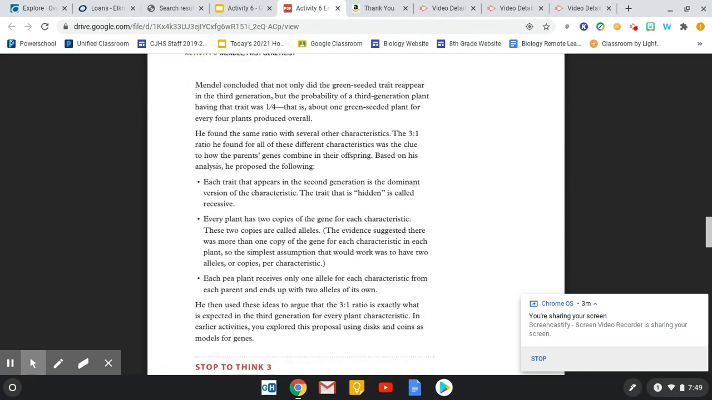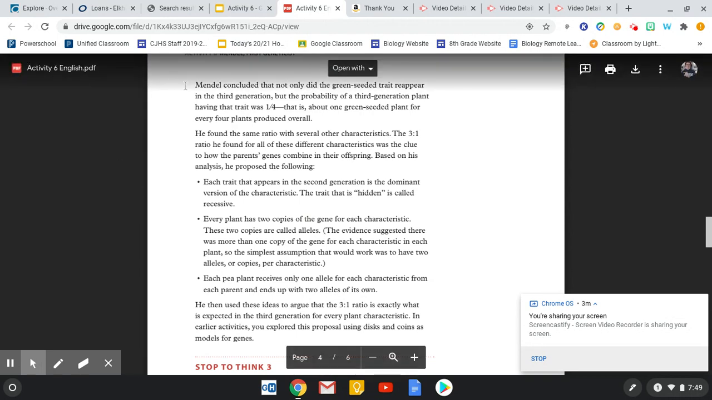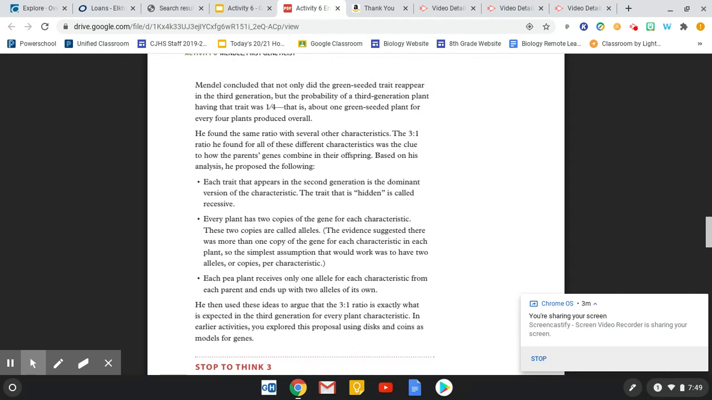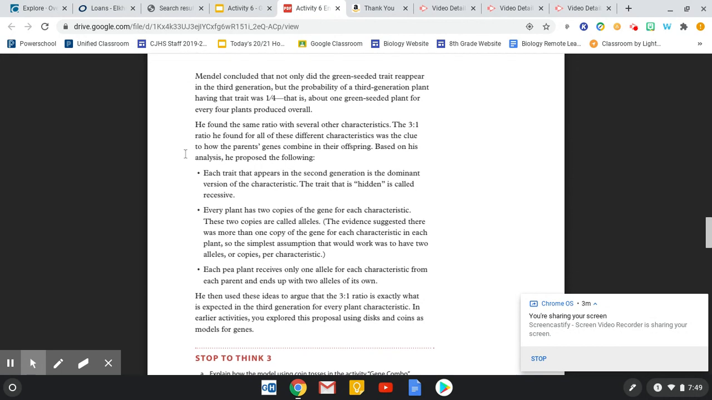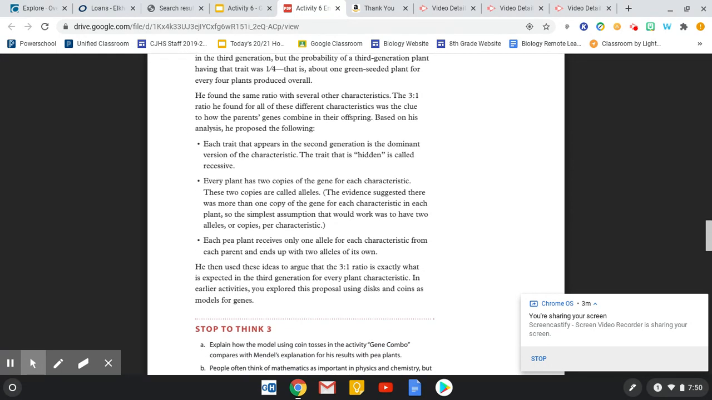Mendel concluded that not only did the green-seeded trait reappear in the third generation, but the probability of the third generation plant having a trait was 1/4. That is about 1 green-seeded plant for every 4 plants produced overall. He found the same ratio with several other characteristics. The 3-1 ratio he found for all of these different characteristics was the clue to how parents' genes combine in their offspring. Based on his analysis, he proposed the following.